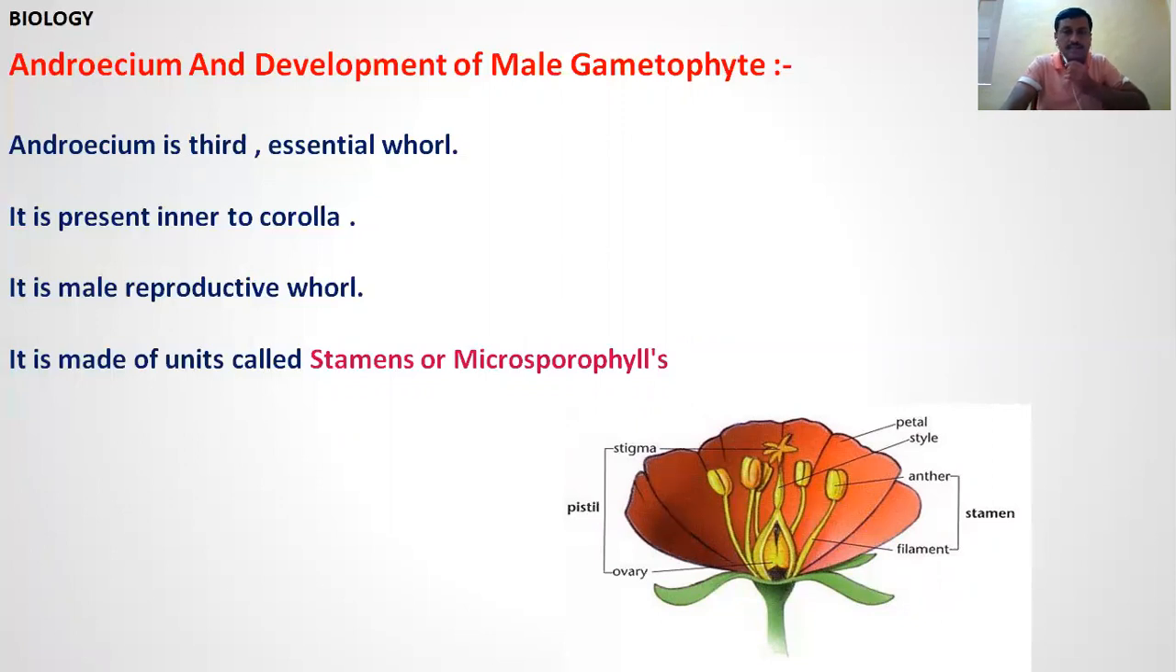It is present inner to the corolla. The calyx and corolla protect the inner whorls, mostly the Androecium and Gynoecium. They mature and get fertilized and produce the new offspring, or seeds. After the seeds germinate, they produce new offspring. The Androecium is the male reproductive whorl in flowers.